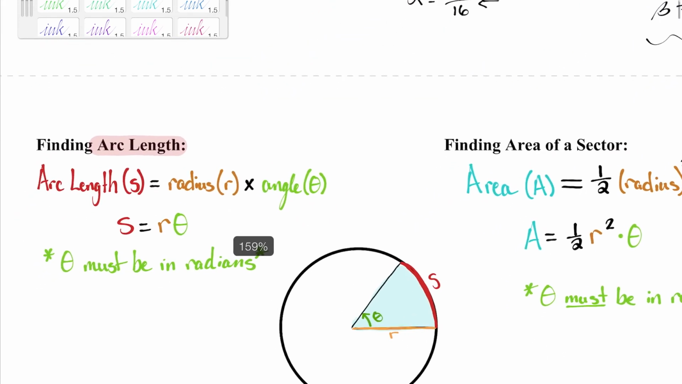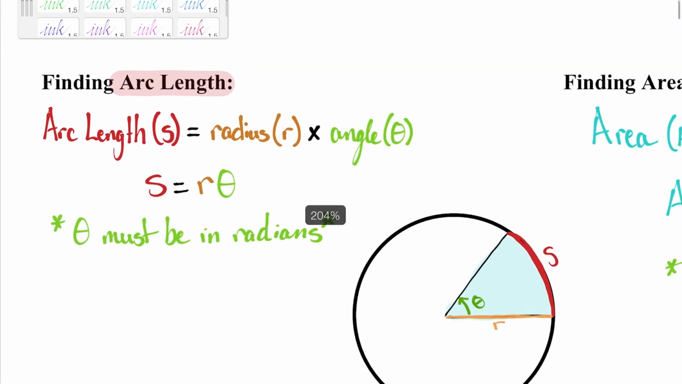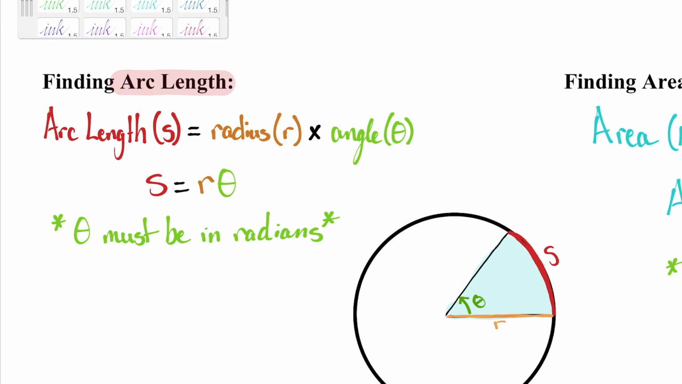The last thing we're going to look at are arc length and area of a sector. Arc length means that we're trying to find the portion of the circumference of a circle. Remember that the definition of a radian was the arc length divided by the radius. So the angle in radians is the arc length divided by the radius. I basically just multiplied the radius to both sides in order to get this formula here.